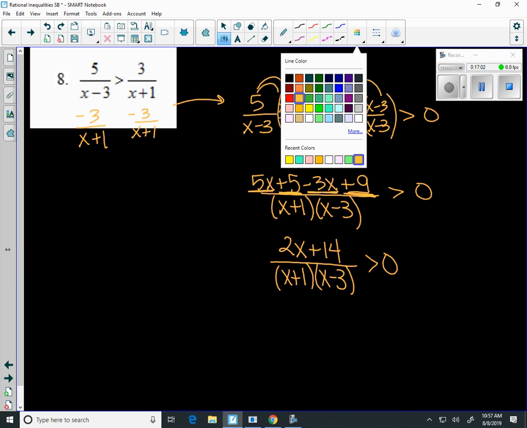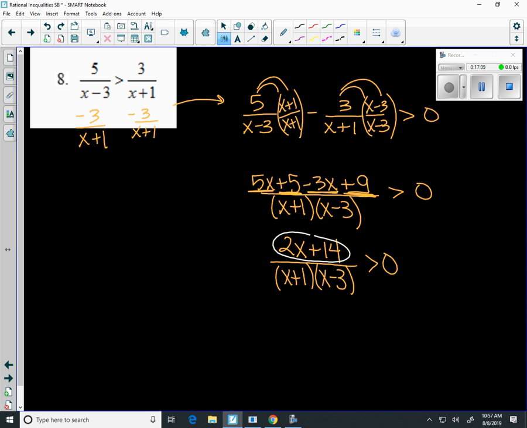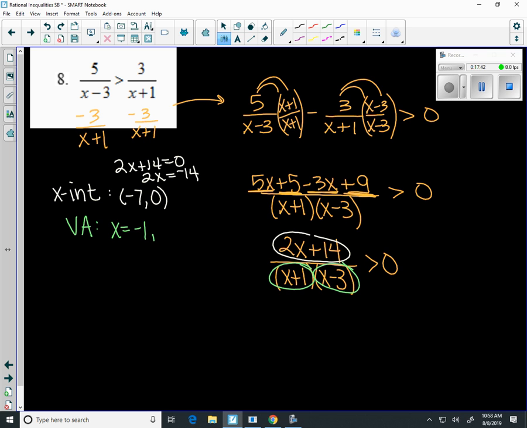So where am I looking on my graph? Well, based on my equation, I'm looking at my 0 here, x-intercept. I'm going to expect to see an x-intercept. We do 2x plus 14 equals 0, 2x equals negative 14, x equals negative 7. So we're going to look at negative 7 and on either side of negative 7. We're also going to look on either side of our vertical asymptotes at negative 1 and positive 3. This is a bottom-heavy function, so we do have a horizontal asymptote at y equals 0 that we are crossing.